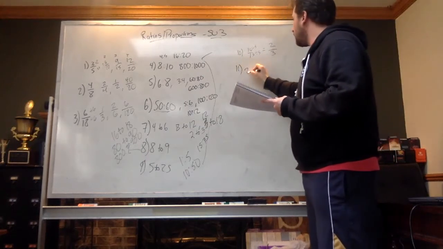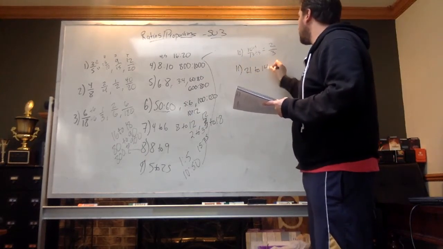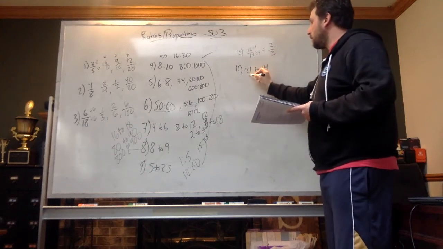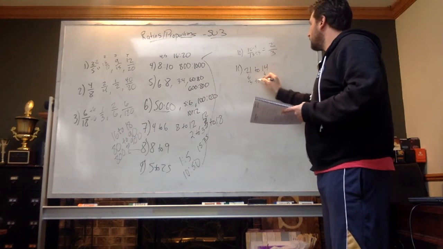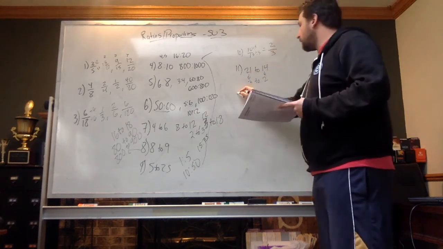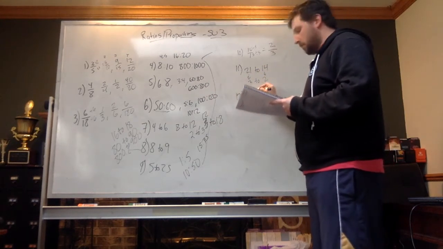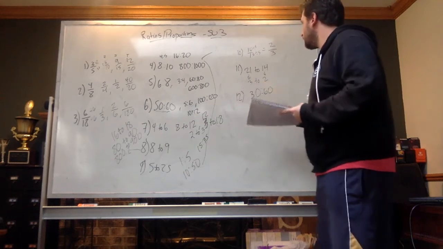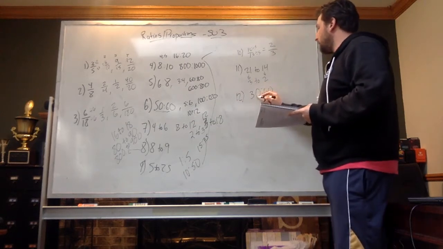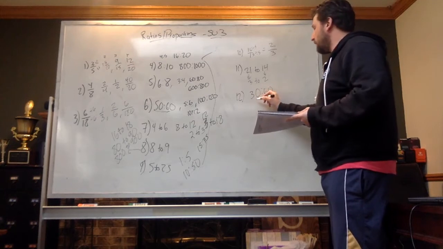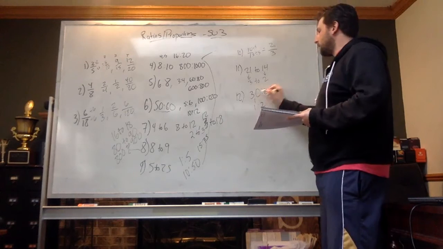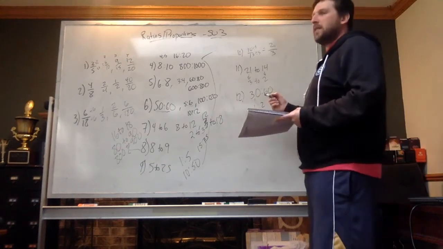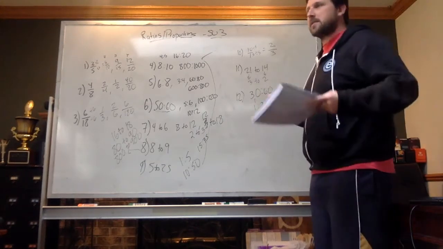11, 21 to 14. Again, think to yourself, what goes into both of those numbers? 7 does. 21 divided by 7 is 3. 14 divided by 7 is 2. So 3 to 2. And number 12, we have 30 to 60. So let's see. 30 goes into them, divide both by 30. So this turns into 1, and that turns into 2, because 30 goes into 60. If you divide each by 10, you have 3, 6, and then you have to simplify one more time.